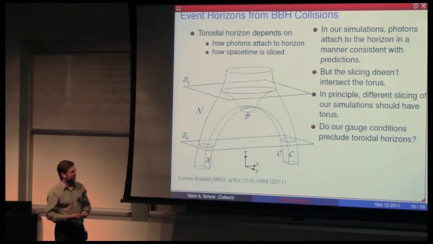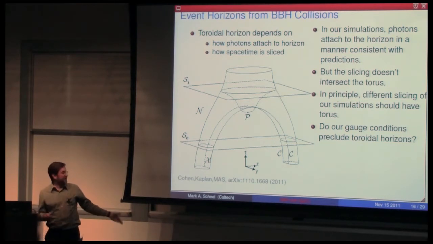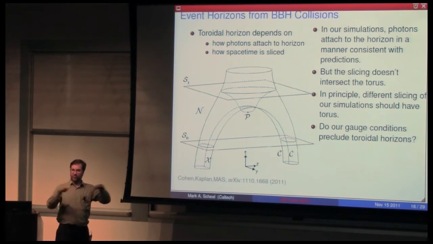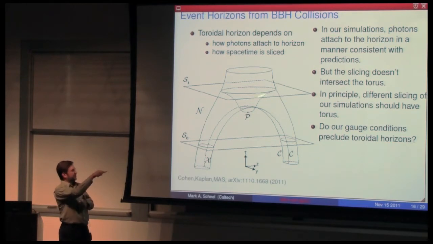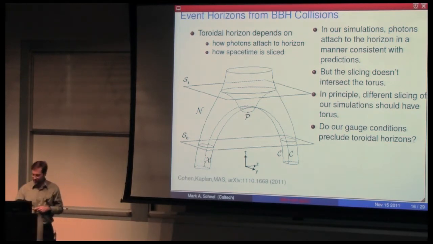And so one question that we have, and we don't have the answer to this, is: do our gauge conditions somehow preclude toroidal horizons? Something in how we choose our coordinates somehow, even though we don't do it on purpose, chooses slicings that don't dip down like this. Anyway, so this is one of the things that we've been looking at.